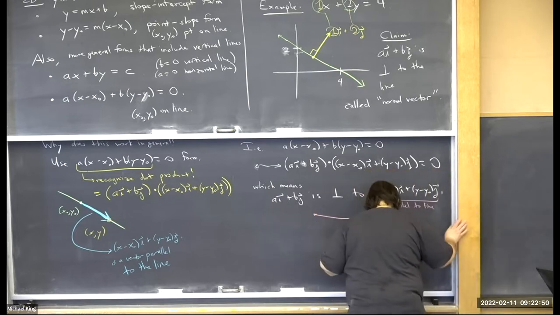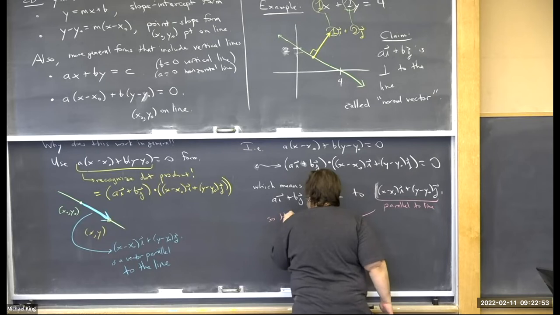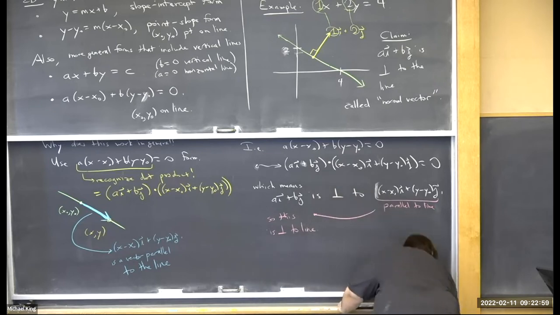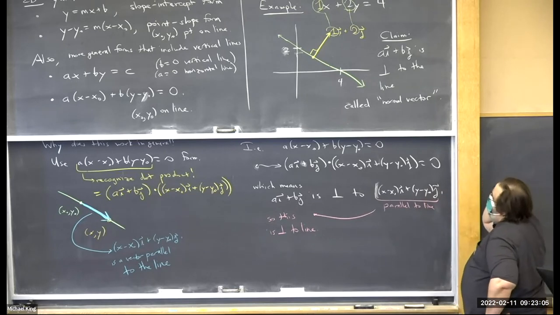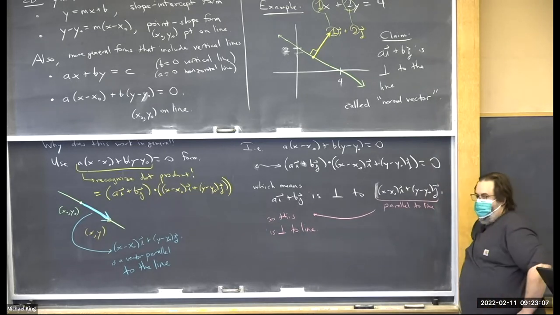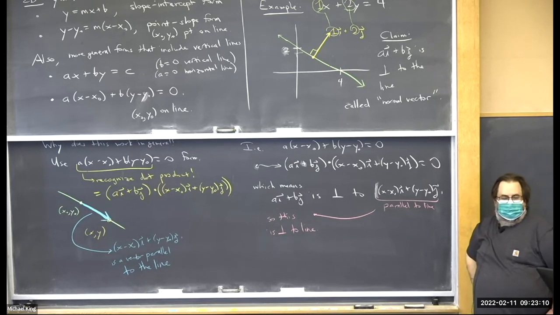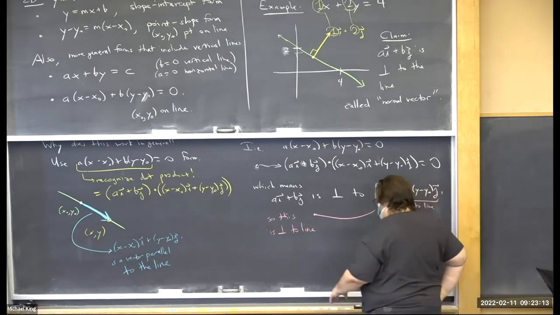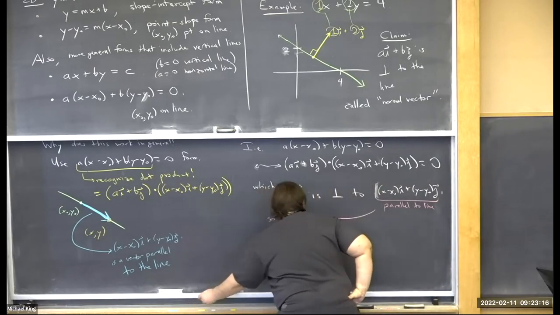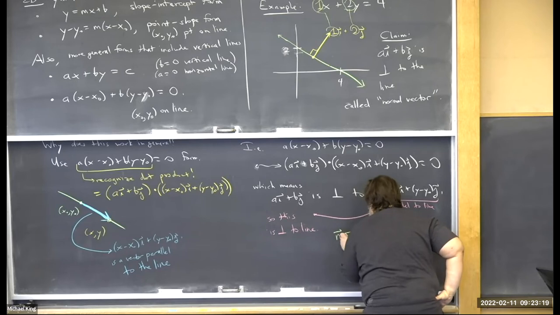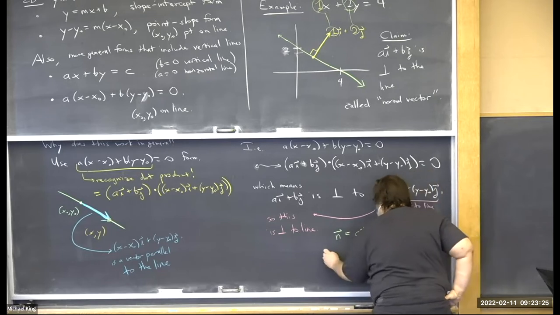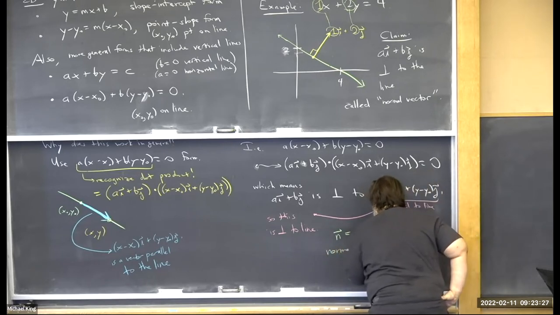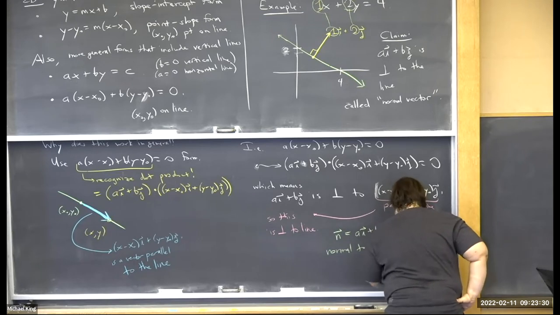So this is perpendicular to the line. And that's kind of a neat way to think about this. If you write a general line equation like this, the coefficients actually give you a normal vector to the line. We often use the letter n for normal vector. n is ai plus bj, which is normal to the line. Again, normal is a synonym for perpendicular.